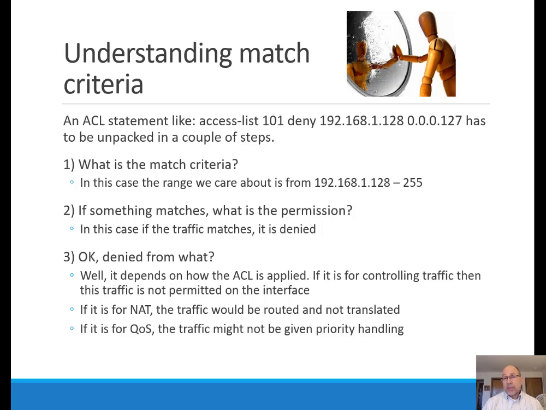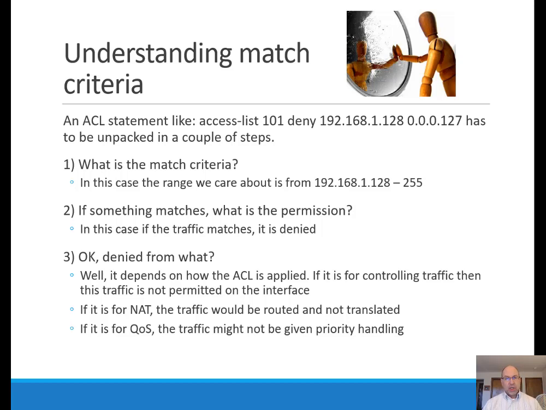Okay, so let's assume that something matched that criteria. If it didn't, you would just go on to the next rule. But if it matches this criteria, now what do we do? Well, it's going to be permitted or denied. Okay, so that's the permission. Great. We've decided that in this case, we're going to deny it. Okay, denied from what? Well, it might be straight up controlling traffic. We're going to put this on an interface in a particular direction, and that traffic is going to be denied.